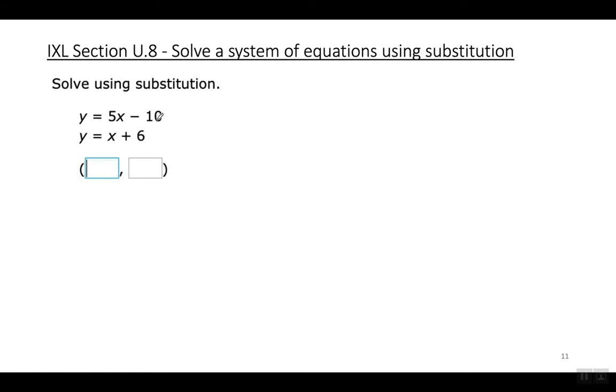Okay, I'm gonna do one more like this, and then I'm gonna go to like 3 from the challenge zone that are basically the same thing, just maybe a little bit more work involved, but basically the same thing. All right, so in these, y is already isolated. So again, let's take this x plus 6 and put it right there where y is, okay?